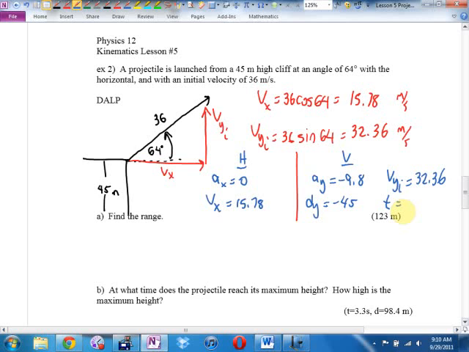Okay. VY final squared equals VY initial squared plus 2AD. VY final squared equals 32.36 squared plus 2 times negative 9.8 times negative 45.